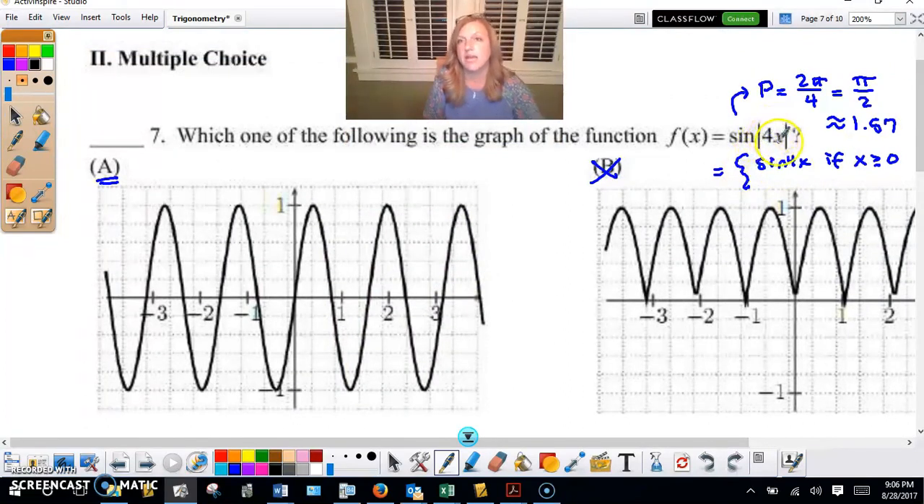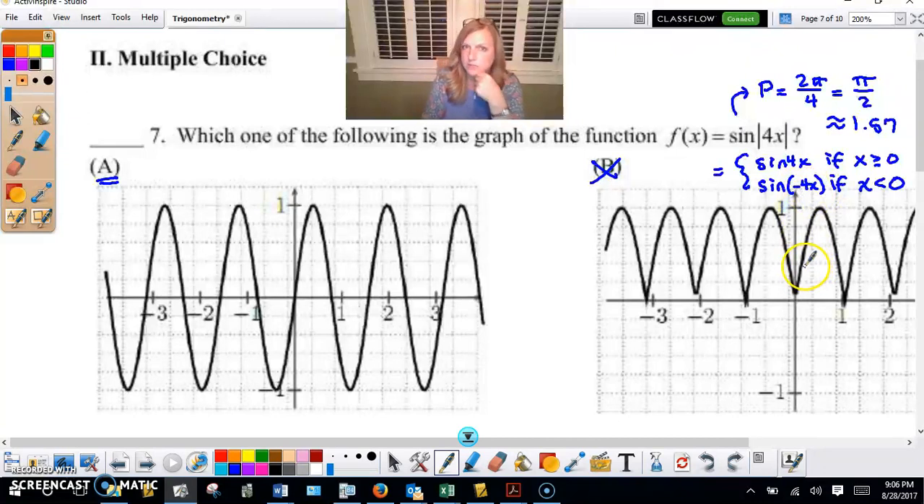Now, we know that when x is negative, the absolute value bars will make it positive. And so what that tells me is that if x is less than 0, this is going to make it, how do you make something positive? If you have a negative value, to make it positive, you multiply by a negative. So here, if x is negative, what you're really going to do is negative 4x.